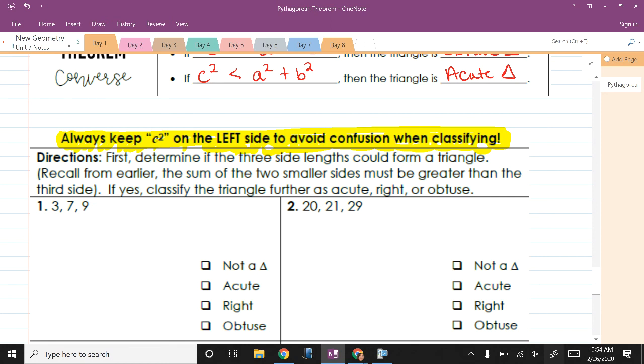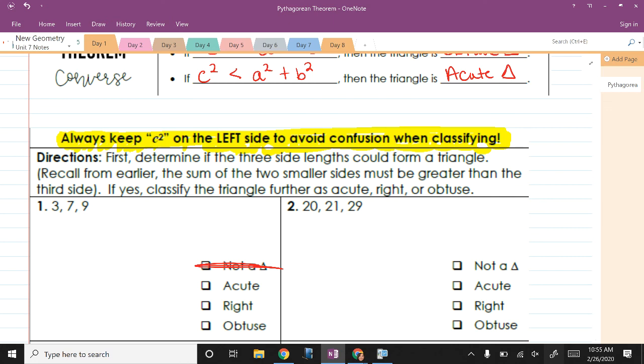It's a triangle if the two shorter sides added together is bigger than the third side. So what's 3 plus 7? Is 10 bigger than 9? Yes, so this one does make a triangle. If not, your sides don't match up and make a triangle. So not a triangle is going to be an option. That's how you check that. You add the two smaller ones. If that's bigger than the largest side, then it is a triangle.